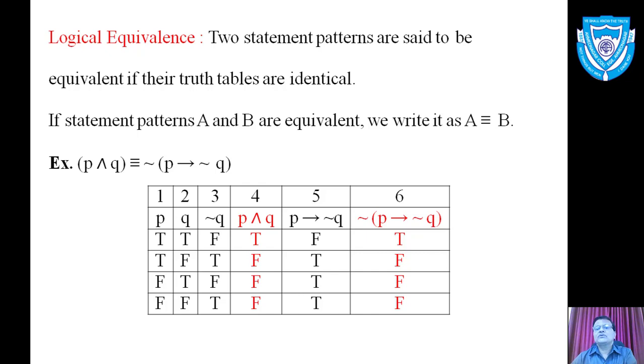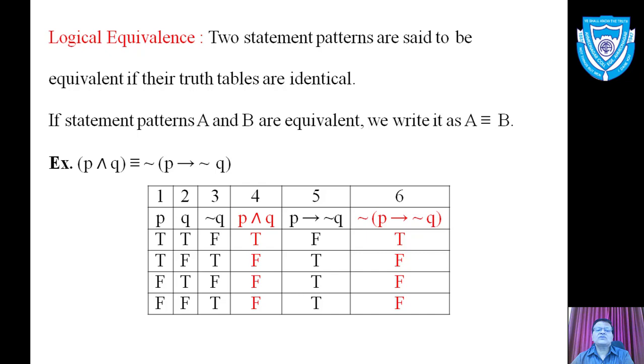Two statement patterns are said to be equivalent if their truth tables are identical. We prepare truth tables for each of the given statement patterns, and if we observe that their truth tables are identical, we say they are equivalent statement patterns.